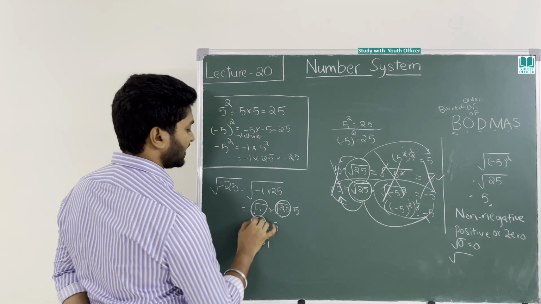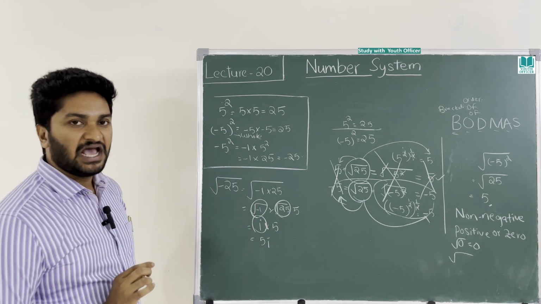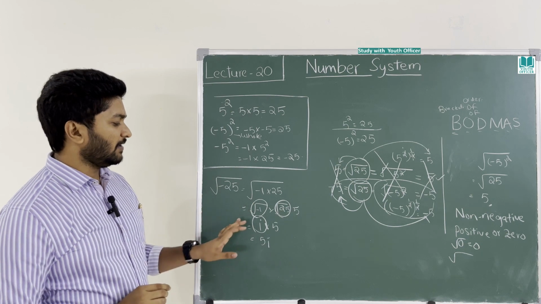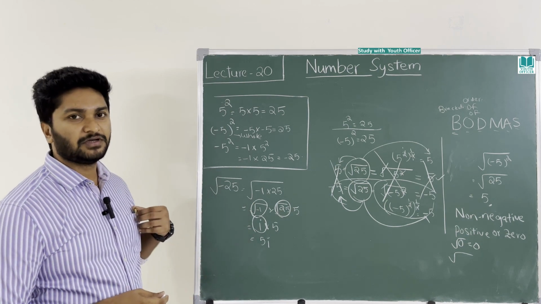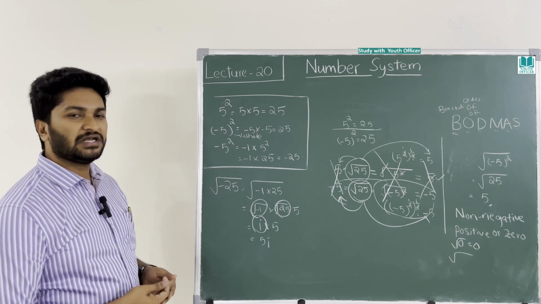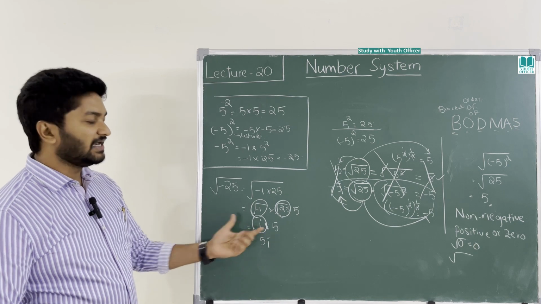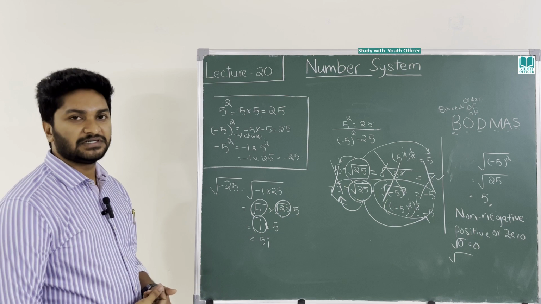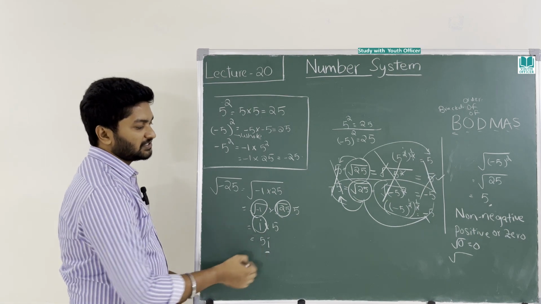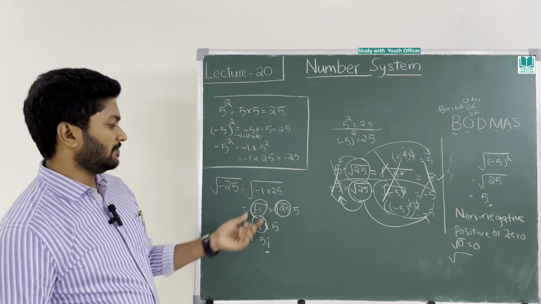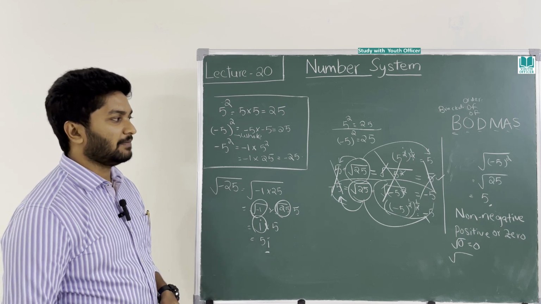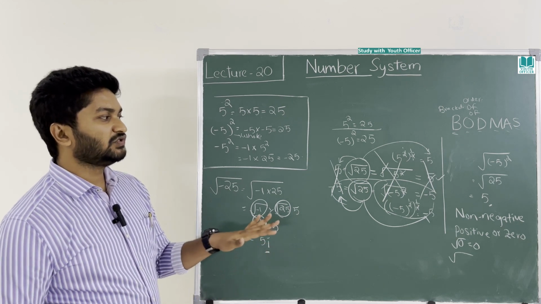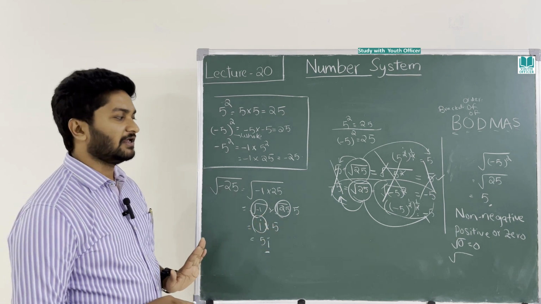This concept will come in complex numbers. I will explain. You need not worry much about complex numbers because it is not that important in our exams. But a little introduction is needed. You should know what complex numbers are. So whenever you get negative numbers under the root, you have to use the imaginary number i. Otherwise, in the usual case, we will not be able to calculate.